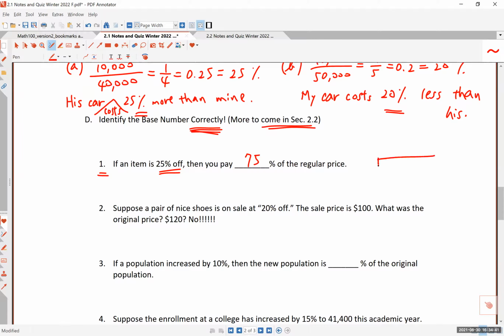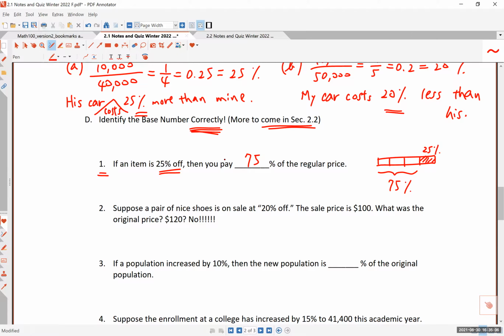is maybe here is the entire object, 100%. And 25%, of course, is 1/4, right? And so what you see, this part is discounted, which means you are paying the rest of the regular price, which is 75%, because the total is 100%, right? And this is very important for you to remember.